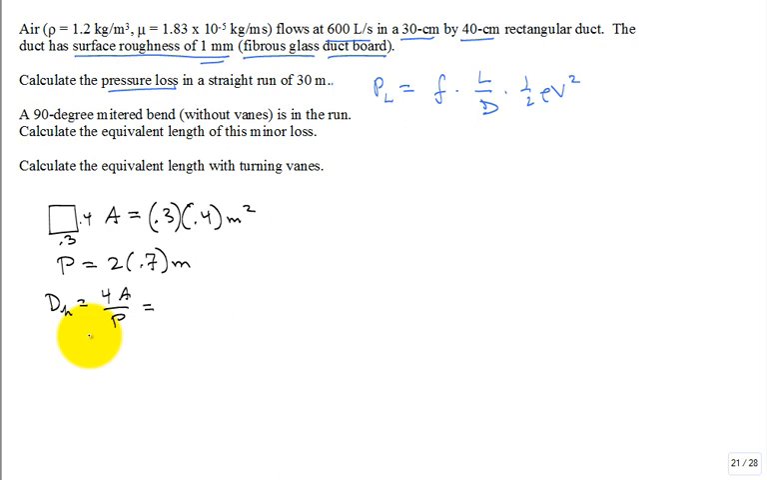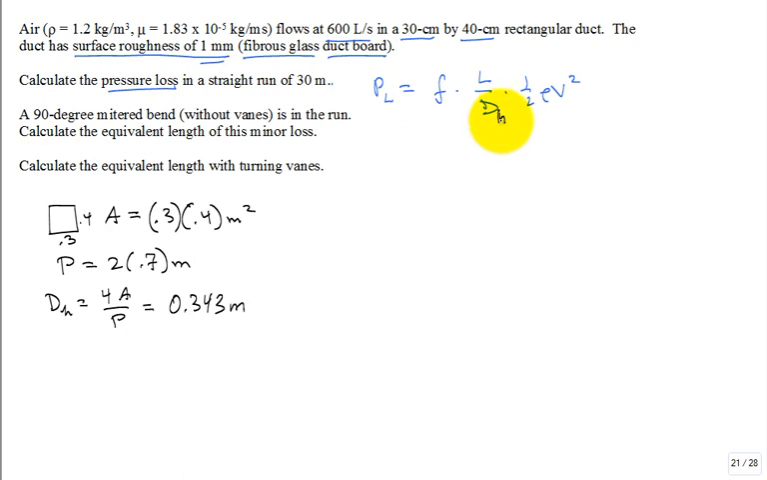What do you have for the hydraulic diameter? 0.343 meters. Very good. Okay, use that hydraulic diameter right there.